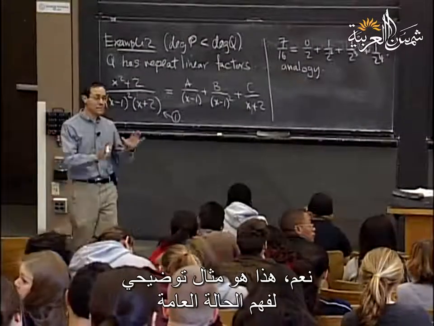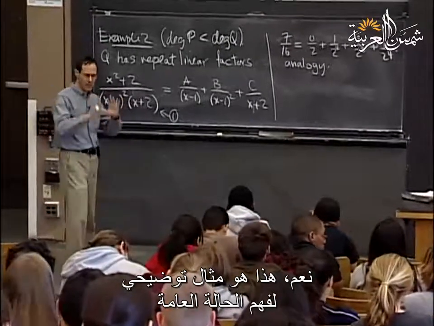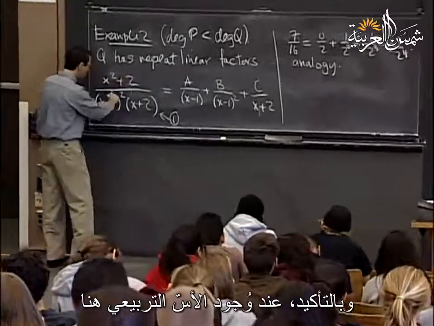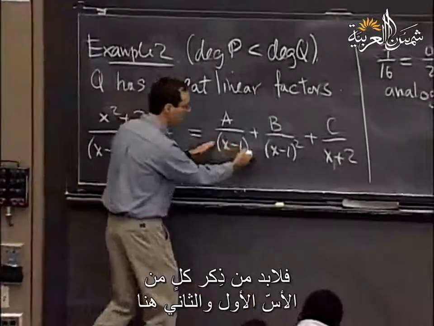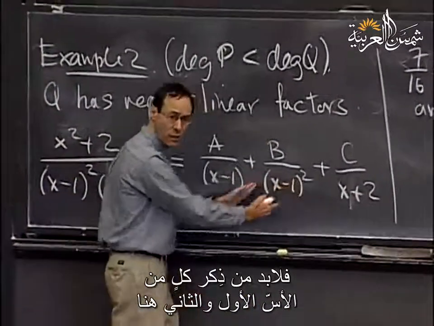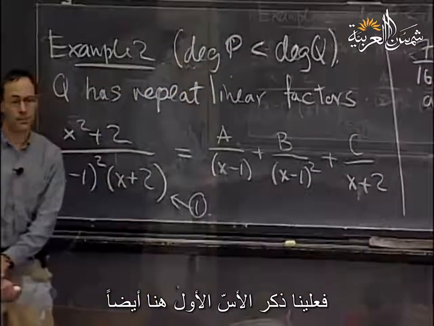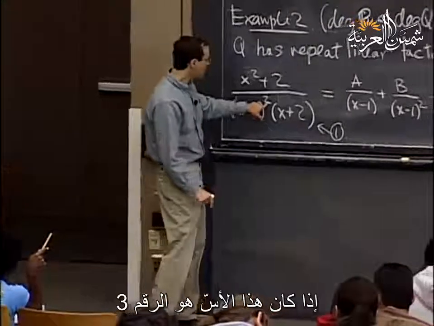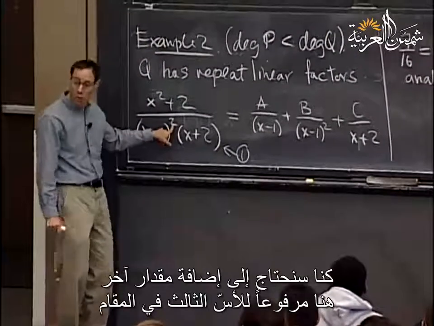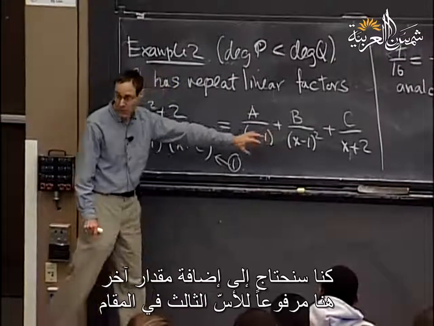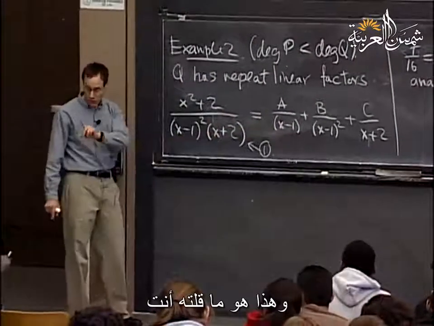Yes, so this is an example, but it's meant to represent the general case, and I will also give you a general picture. For sure, once you have the second power here, you'll need both the first and the second power mentioned over here. And since there's only a first power over here, I only have to mention a first power over there. If this were a 3 here, there would be one more term, which would be the one for x minus 1 cubed in the denominator. That's what you just said.